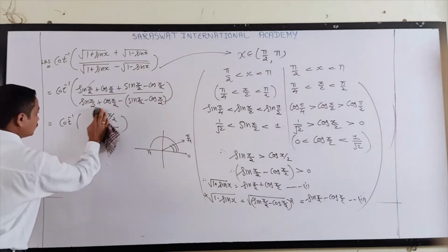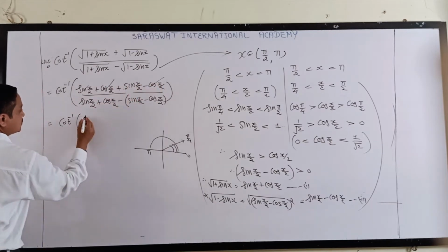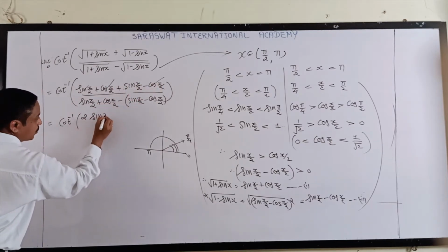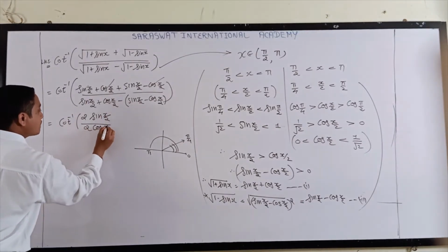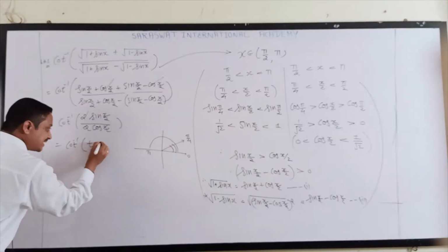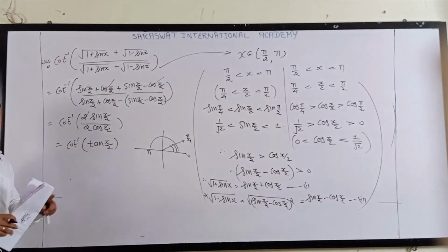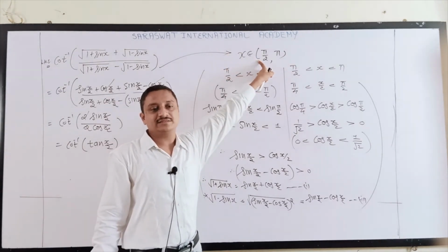What are you getting? After the cutting, here cos cancels with cos, here 2 times sin x/2, same here, sin sin gone, 2 cos x/2. What you get? Yes, it is tan x/2. The only major difference comes from the condition.